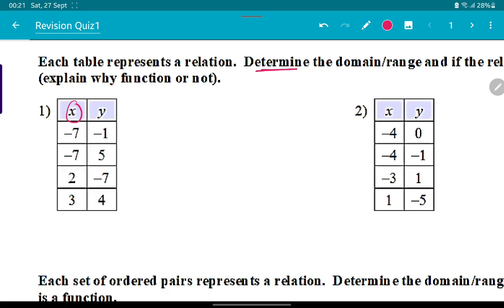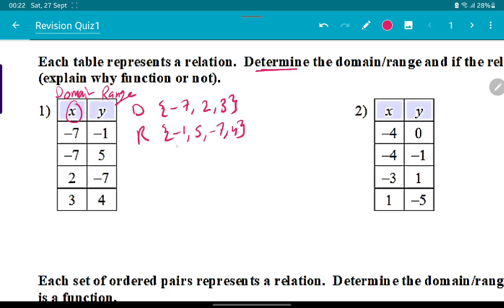So this X, we call it the input. So these are the inputs. We call it also the domain. So for the domain, we can say we have -7, 2, 3. We don't repeat. For the range, we take the Y, the outputs. We call it the range. And in this case we have -1, 5, -7 and 4.